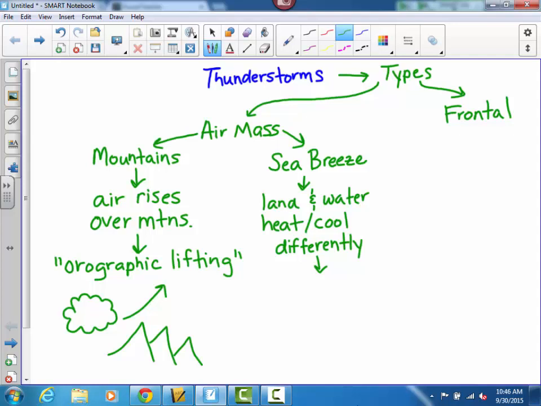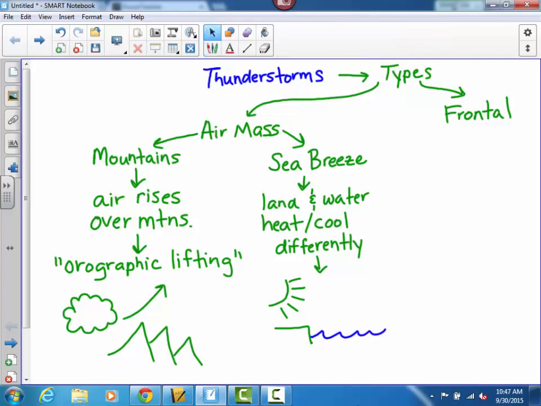So if we were to draw a picture, we'll have some land, we'll have some water. Here's our ocean. We'll have the sun. We'll make it green because I don't have yellow. During the day, which of those two things is going to heat up faster? Yeah. The land. So during the day, the land is going to heat up faster. That means that it's going to warm the air right above it. And what does warm air do? Rises. So the warm air rises over the land during the day.